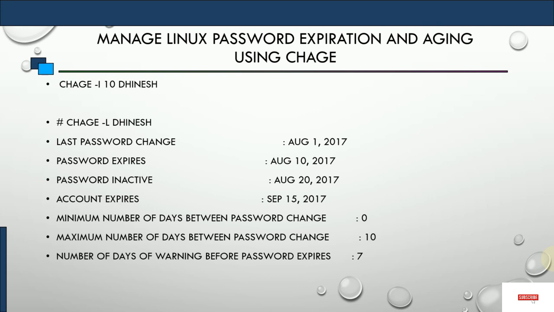Now suppose the user was on a long vacation and was not able to change his password till 15th of September. What will happen? The user's account will expire, and once the account expires, the user needs to provide proper justification why he or she was not able to change the password till 15th of September or whatever. This is just an example. So friends, this is the basic idea.